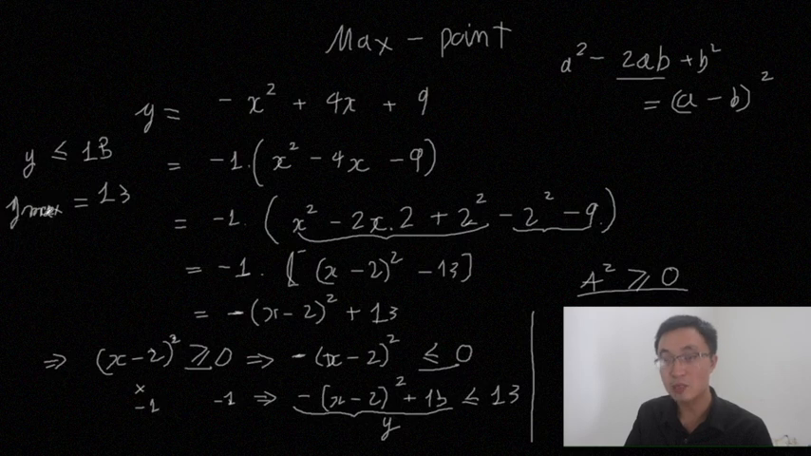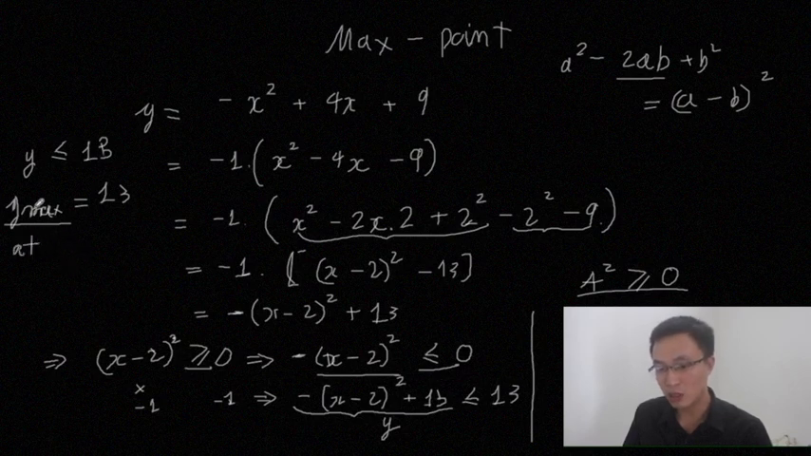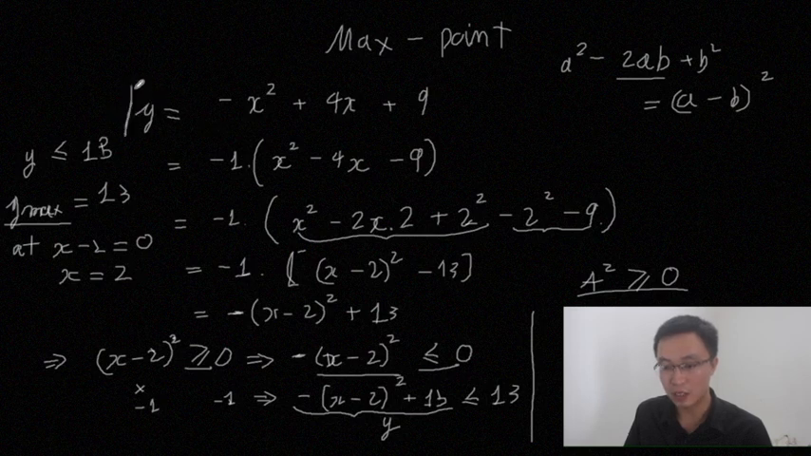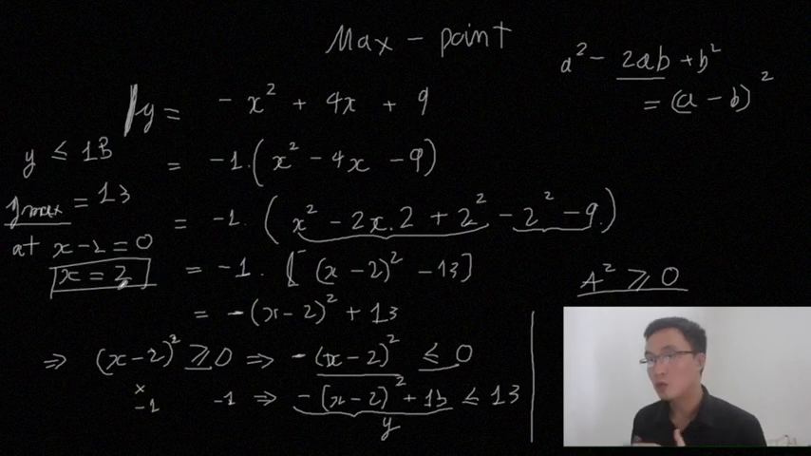When you get y equal to 13, this means the square in this case will be equal to 0, because 0 plus 13 equals 13. So the condition for y to be 13 is that x -2 equals 0, or x equals 2. So the maximum point for y is 13 at x equal to 2. So if the coefficient of x square is a negative number, you will get the maximum point. And in the last video we told you that if you get a positive coefficient for x square, you will get the minimum point.